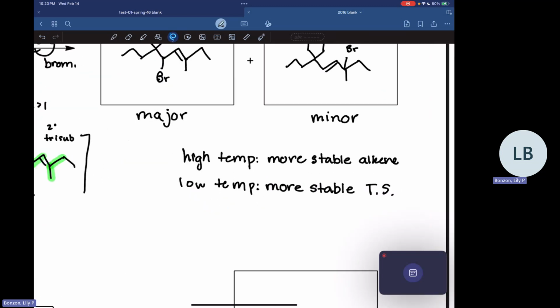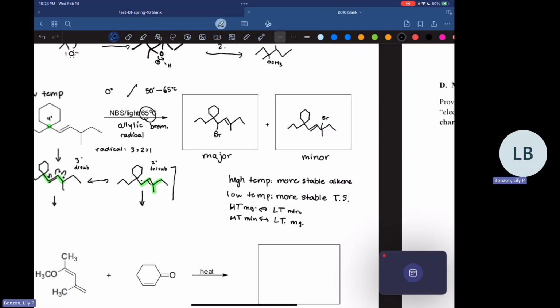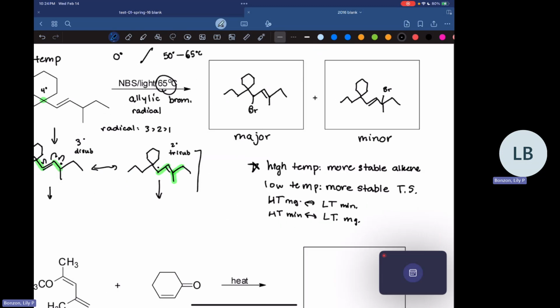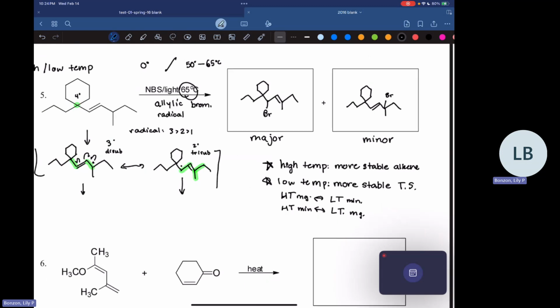So the high temperature major will be the low temperature minor, and vice versa. And the high temperature minor will be the low temperature major, and vice versa. So just remember high temperature versus low temperature. Make sure you remember which one corresponds to which for the stable alkene or the stable transition state.